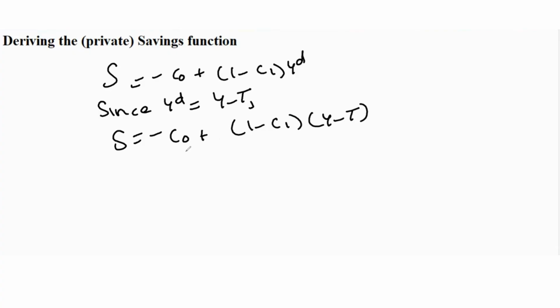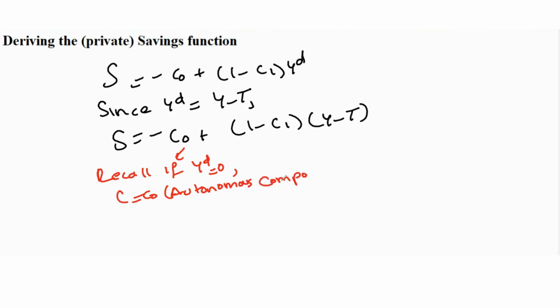Now, a couple of things to note over here. Recall, if disposable income is equal to 0, C was equal to C naught, autonomous consumption. We talked about this, because this is autonomous consumption: consumption which is possible when disposable income is 0. So consumption is independent of disposable income.